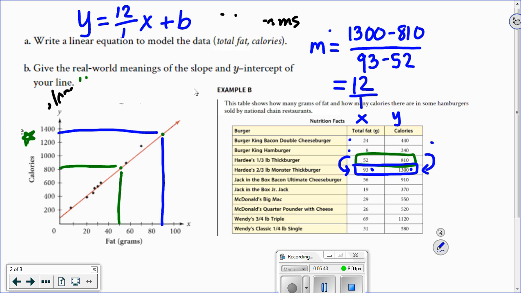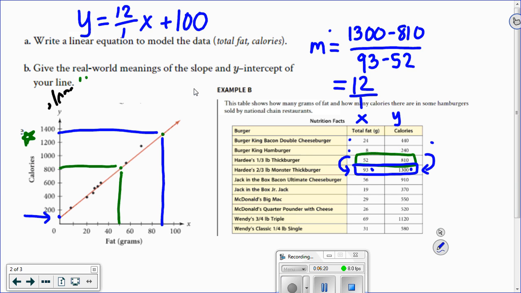Well, I'm going to take a shortcut this time, and I'm just going to look at my graph. I'm going to estimate my y-intercept. It looks like my line crosses the y-axis right about here. I'm going to estimate that y-intercept to be about 100 calories. So I'm going to replace b here with 100. So now I have a linear equation for my table of values and for my corresponding graph, y equals mx plus b.